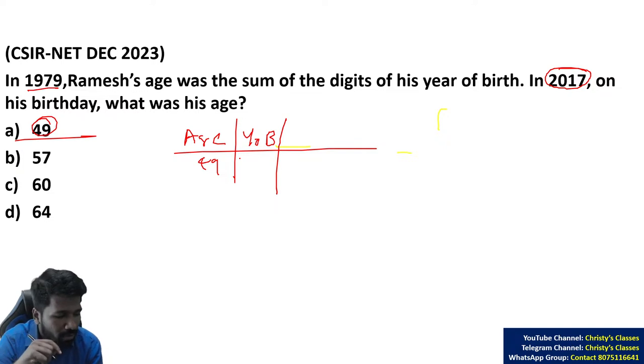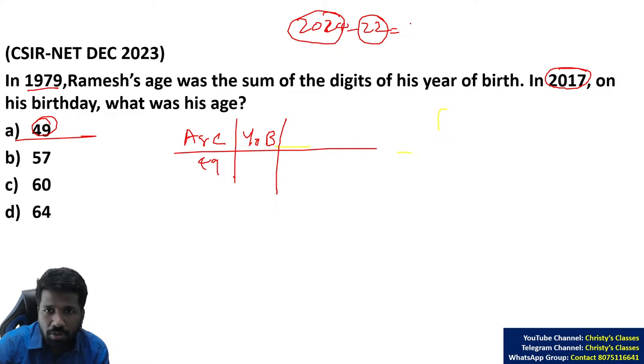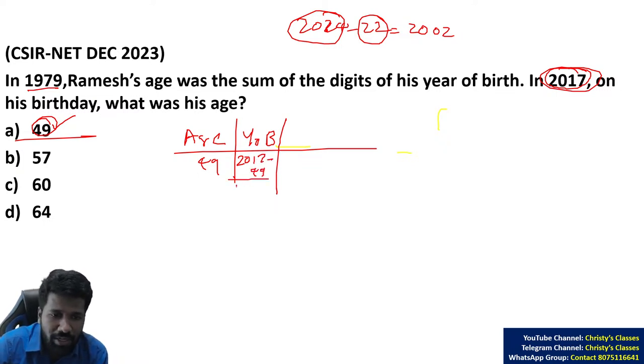Now it is 2024. So if your age is 22, your year of birth will be 2024 minus 22. Because abhi 2024 hai. Now you are 22 years old, so your year of birth will be 2002. Same way, 2017 mein ye person Ramesh ka age 49 hai to his year of birth will be 2017 minus 49, that is 1968. He was born in 1968.